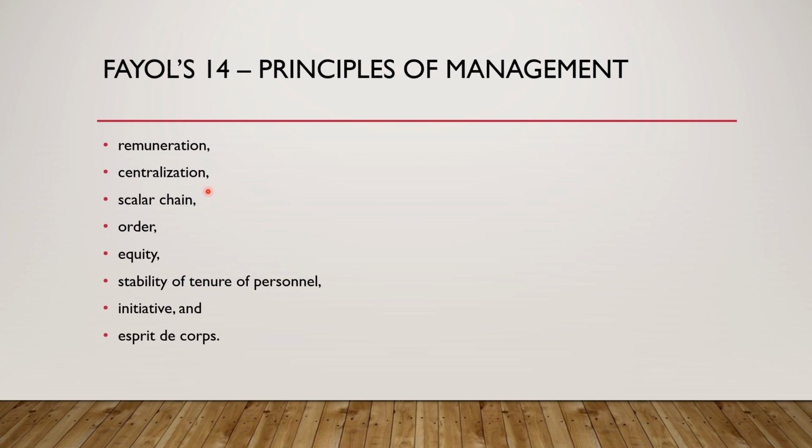The next principle is scalar chain. What do you mean by scalar chain? Now, it refers to a formal line of authority which moves from highest to the lowest ranks in a straight line. So if we talk about a scalar chain in our college, it's something like the principal, your teachers, non-teaching staff, and the students.